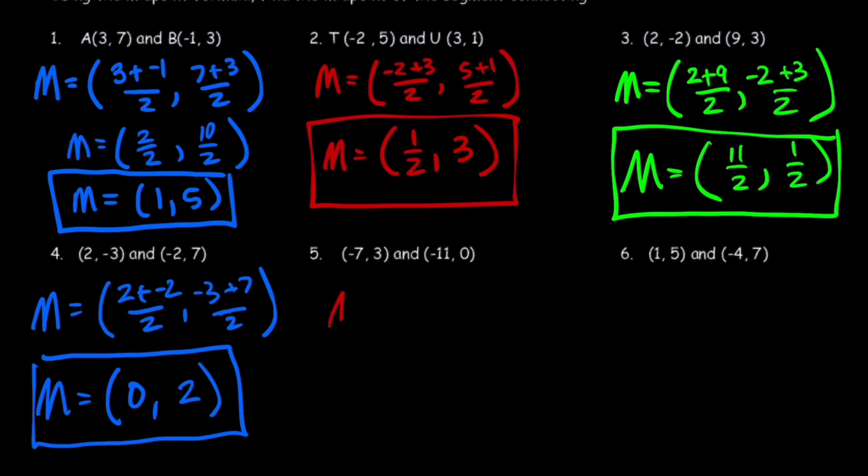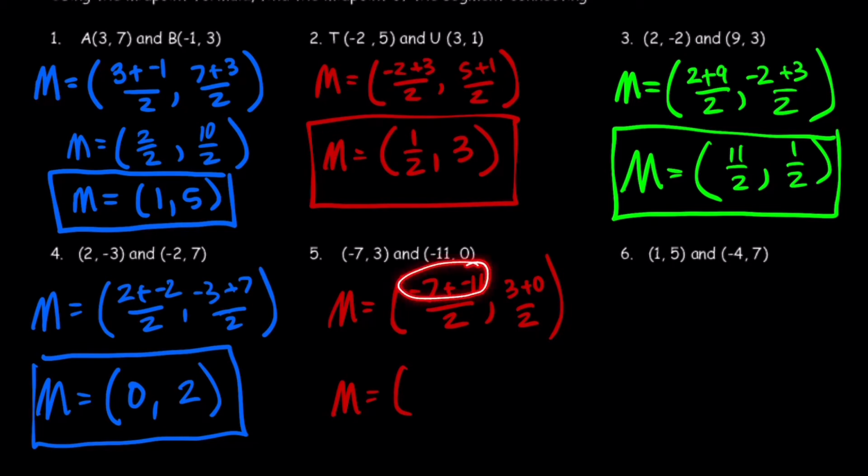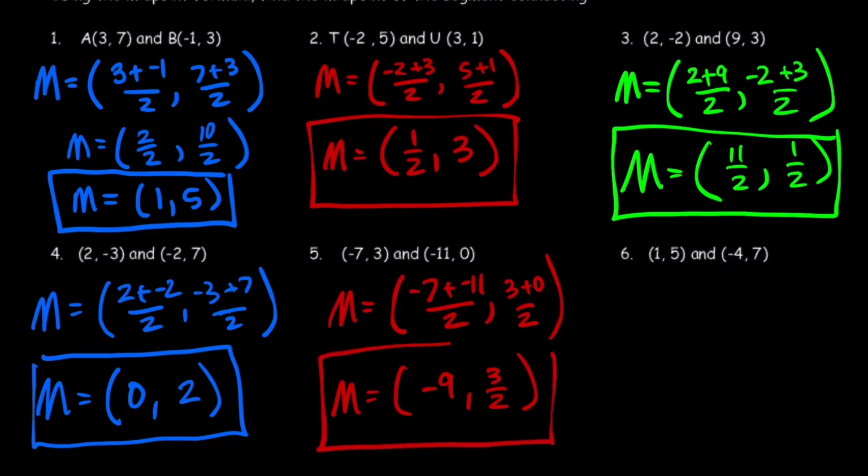Okay, example 5, midpoint. The two x values, negative 7 plus negative 11 divided by 2, comma, 3 plus 0 divided by 2. Numbers are a little bit bigger here. Negative 7 plus negative 11 is negative 18. Negative 18 divided by 2 is negative 9. And 3 plus 0 is 3. I'll just leave that 3 over 2. If you put 1.5, that's equally correct.